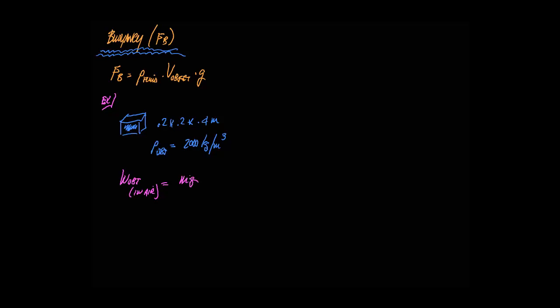That's mass times gravity. Since we don't know the mass, we're going to go back to the density equation, mass per unit volume, and rewrite that as mass is density times volume. So we're going to use that down here. That's going to be density times volume times gravity, which looks very close to the buoyant force, but we'll come back to that.